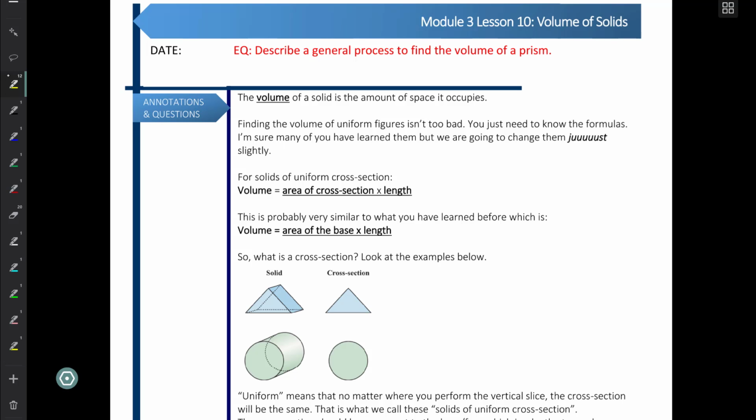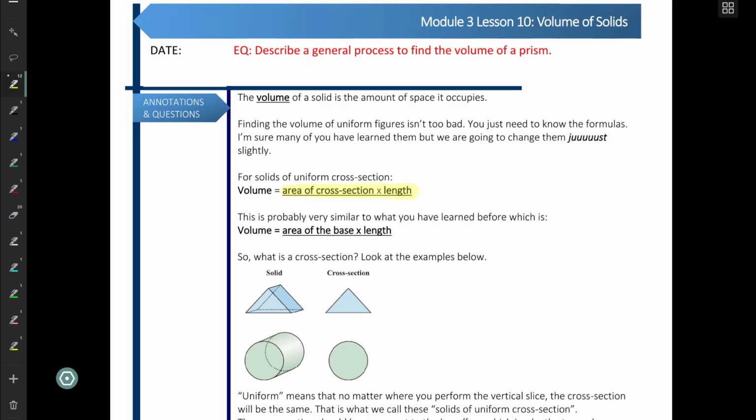Now, the volume of a solid is the amount of space it occupies. Finding the volume of uniform figures really isn't too bad. You do need to know those formulas. I'm sure many of you have learned these throughout your days as geometry students, but we are going to change them just slightly. Now, for solids of uniform cross-section, we say that the volume is the area of a cross-section times some kind of distance or length.